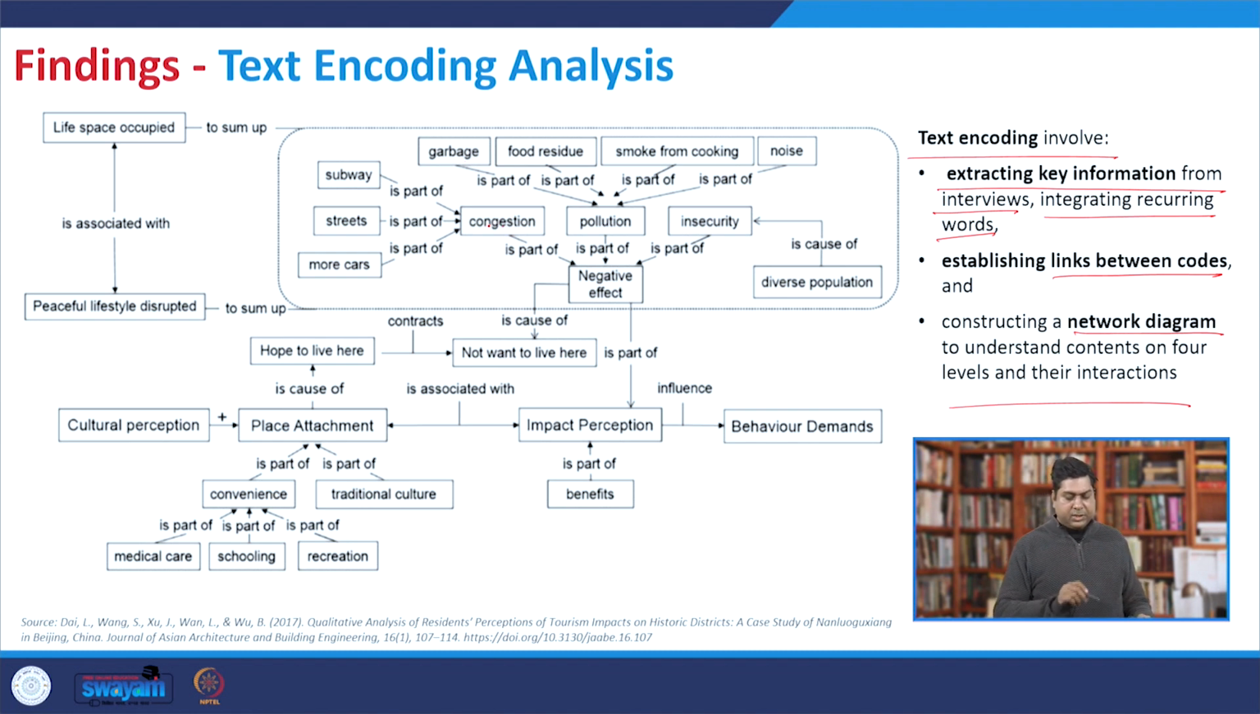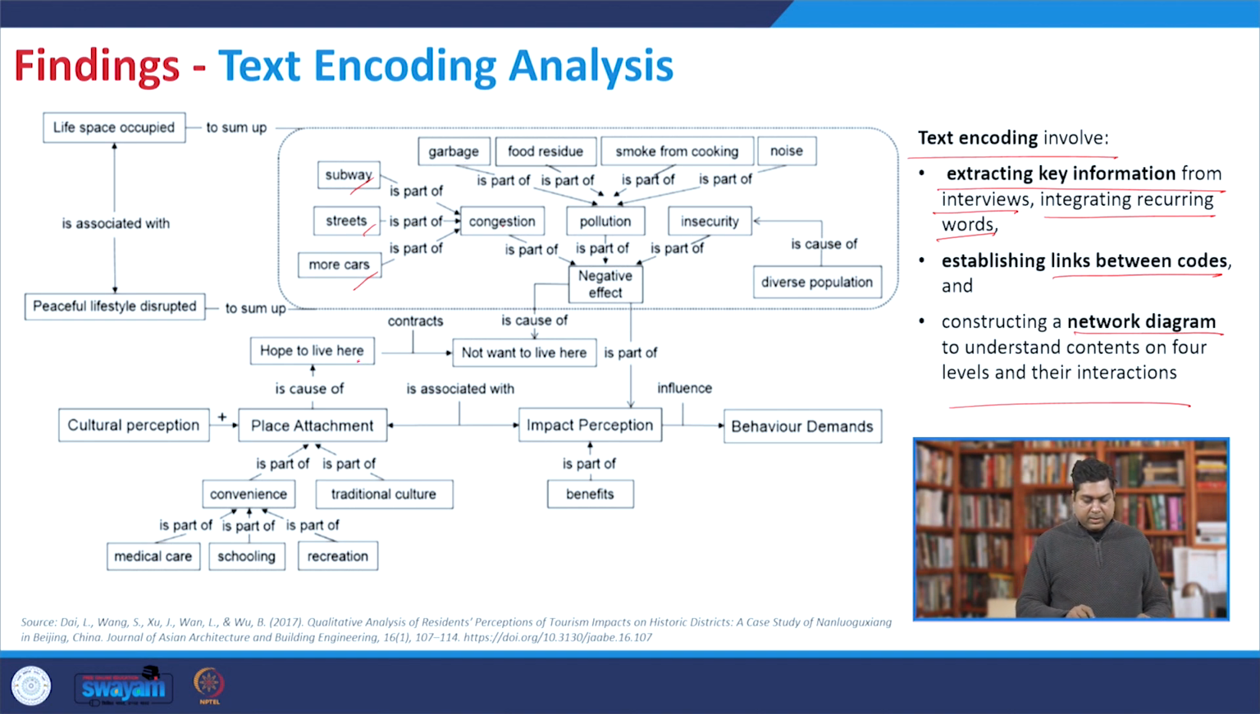Now congestion is a particular result, whether it is because of the street, or more cars, or the subway. Whenever you have some negative effect, it causes a not-wanting-to-live-here. Whenever you find that a location is getting polluted, the livability in that location drops drastically, and you don't like to stay there, unless you have some compulsion or you don't have any other option. So this is something that is required.